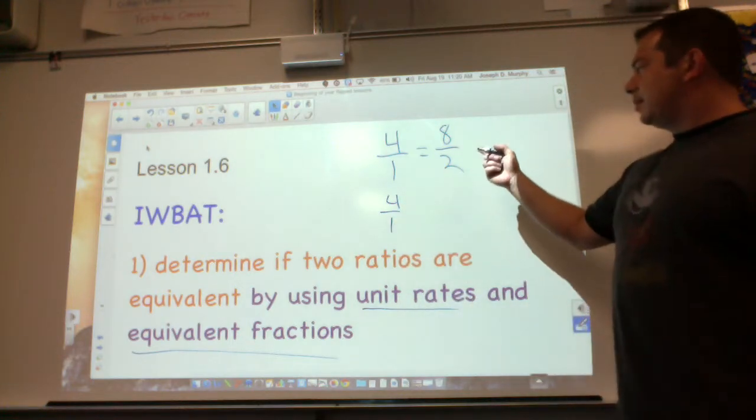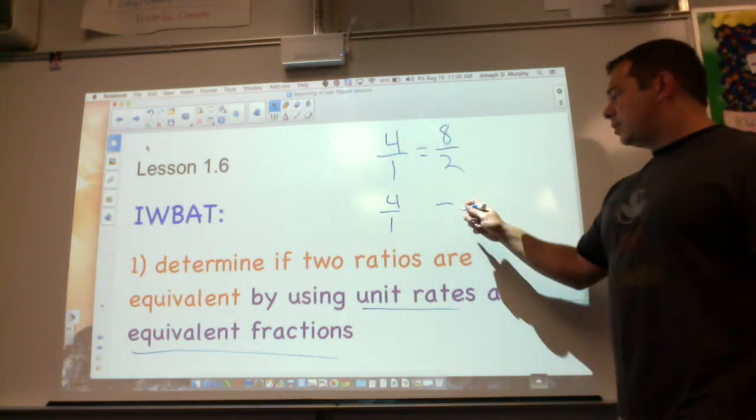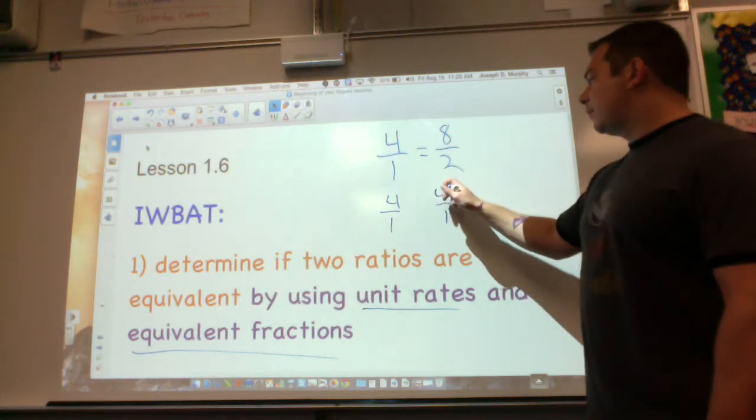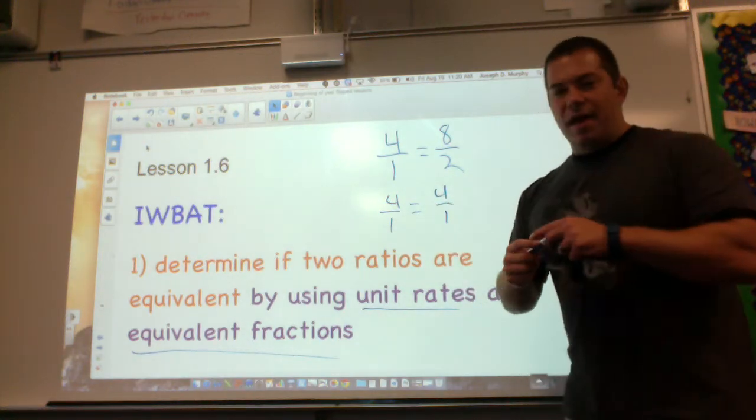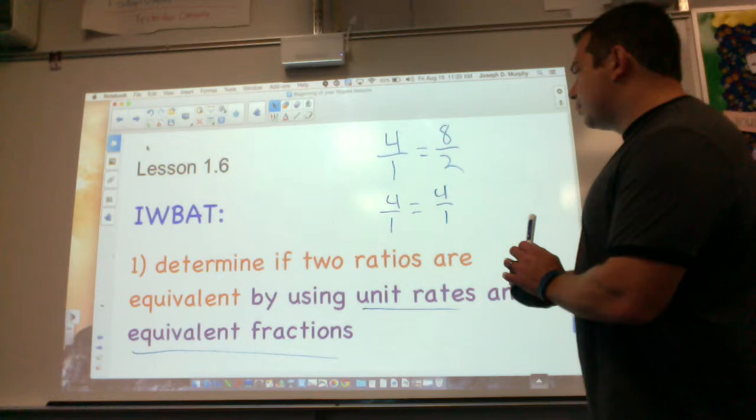What's the unit rate for 8 to 2? I got to make that a 1. 2 divided by 2 equals 1. 8 divided by 2 equals 4. So yes, they are equal. I could bring them to their unit rates to see if they're equal.